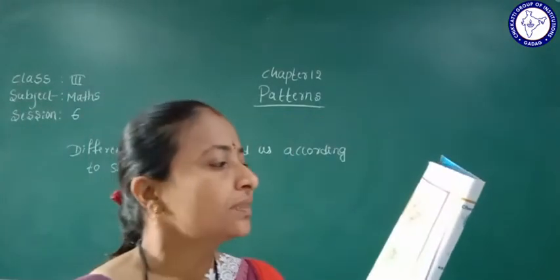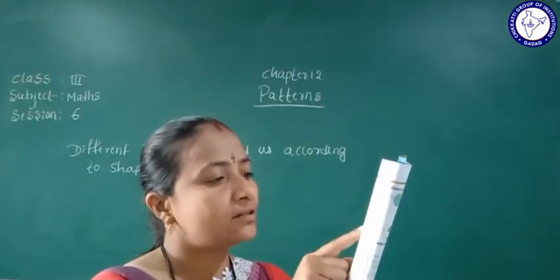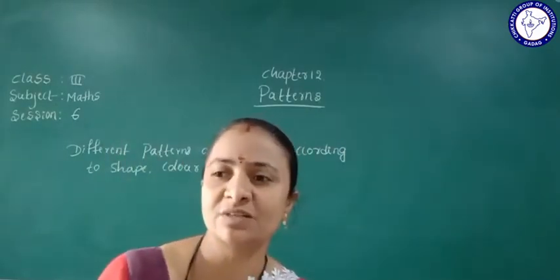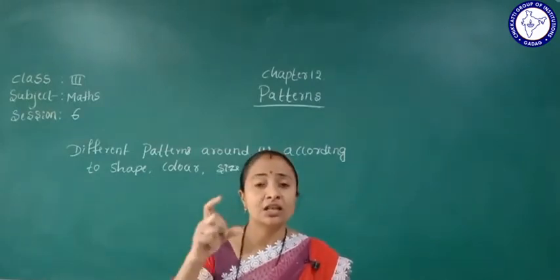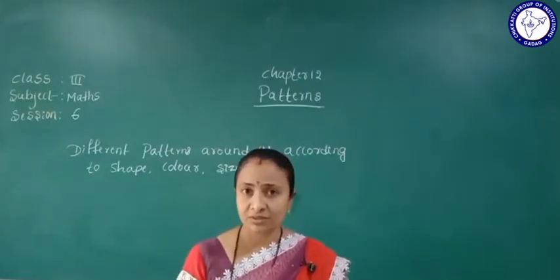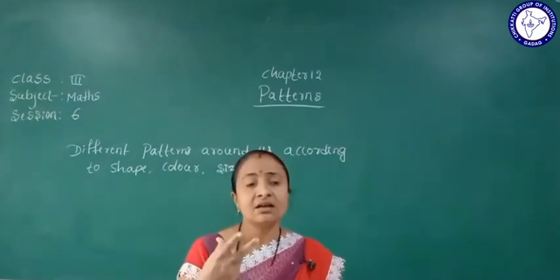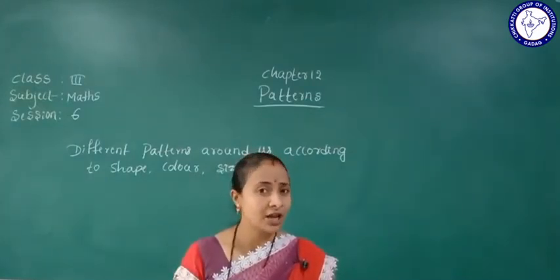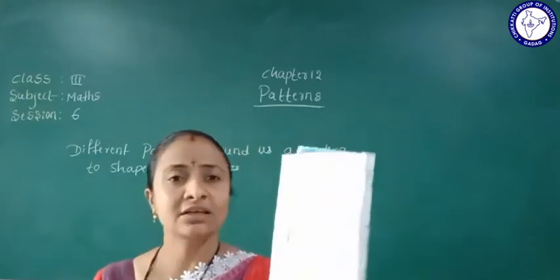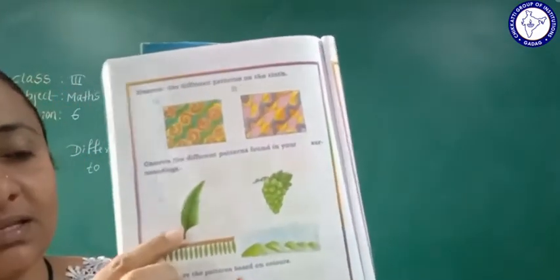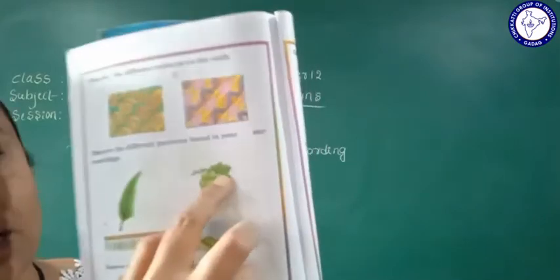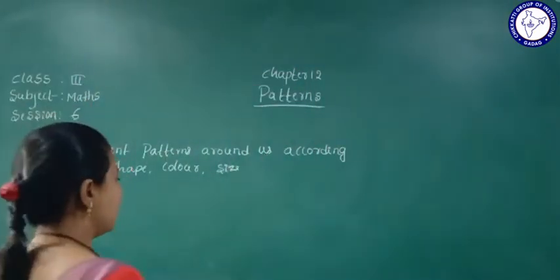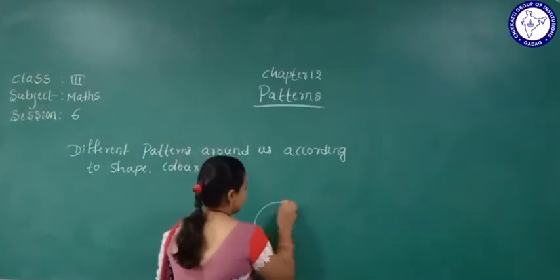Yes, so next one, observe the different patterns found in your surroundings. In your surroundings we can observe it may be a bench, stool, scale, leaves, fruits. Yes, all we can see are of different colors and different shapes. Yes, leaves are given here. So these leaves have, see, this one has a little bit of length, okay, so pointed is there in the leaf. But here see in the grape leaves how it is, some of the leaves are like this.